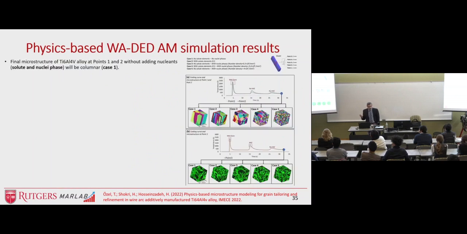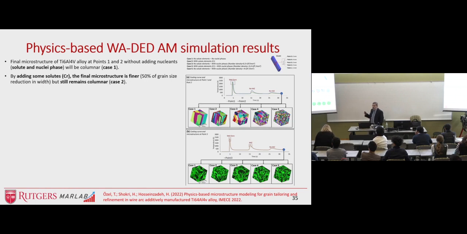All right, so here we have, without having nucleants like solute or nucleophases, we get dendritic structure. So, right, you see the long columnar solidification microstructure. When we start adding some solutes like chromium, and this is just simulation, right? So we didn't do it physically yet. We're just designing this in the simulation platform. And then we obtain 50% grain size reduction. So the microstructure is finer. This is case 2. It's still columnar, but at least the grain structure is finer.